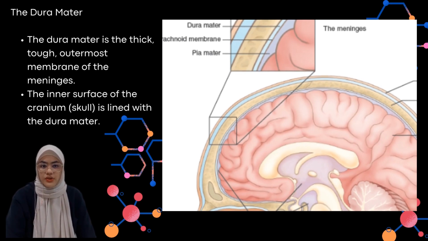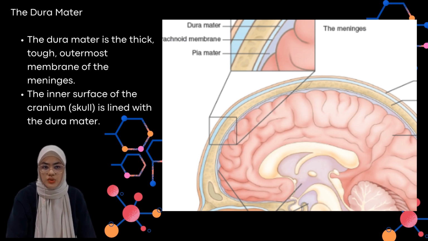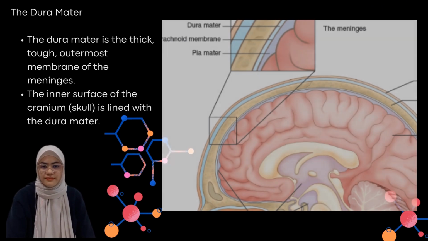The inner surface of the cranium is lined with the dura mater. Around the vertebral column is the epidural space. This space, which is located between the wall of the vertebral column and the dura mater of the meninges, contains fat and supportive connective tissue to cushion the dura mater. In both the skull and vertebral column, the subdural space is located between the dura mater and the arachnoid membrane.